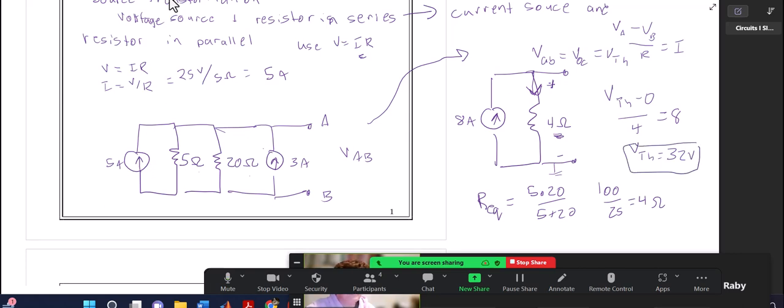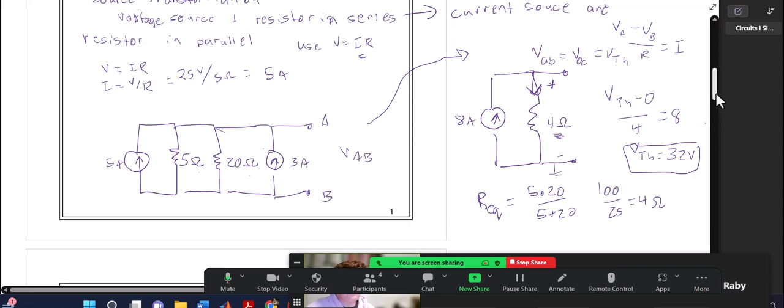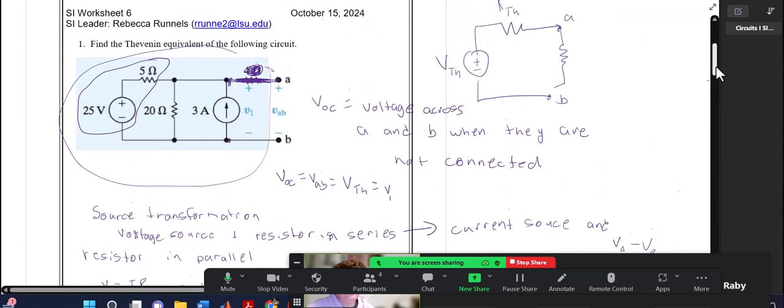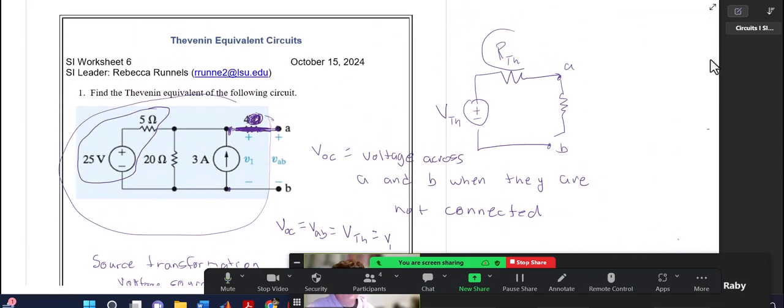So we have V Thevenin, but to get the answer to the problem, to get the Thevenin equivalent circuit, we need V Thevenin and R Thevenin. So now we're going to do R Thevenin.